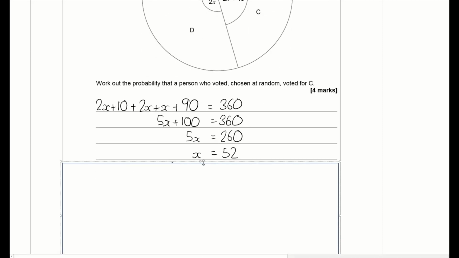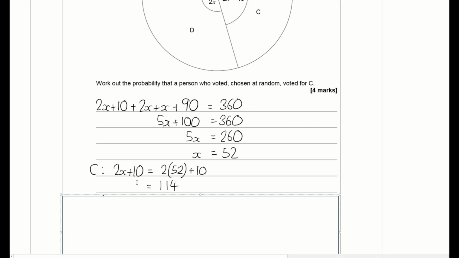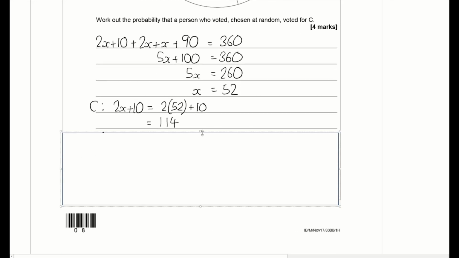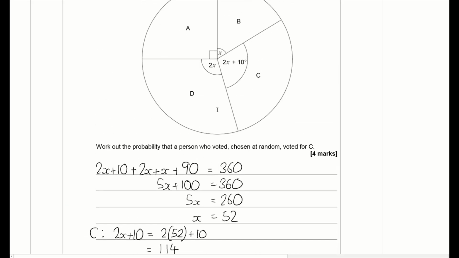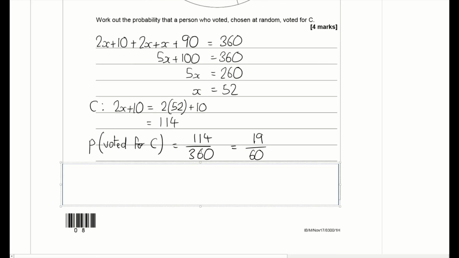Well, we already know what x is, so we can use that to find out what 2x plus 10 is. So substituting x equals 52 in, 2 times 52 is 104, plus the 10 is 114. This means that our probability of a person voting for C will be 114 out of 360, as in the sector angle for C, which is 114, divided by the total angles in the circle, 360.